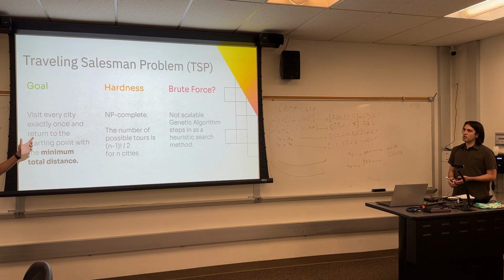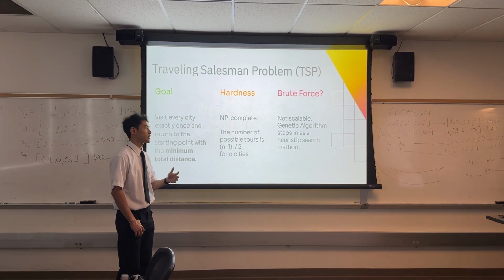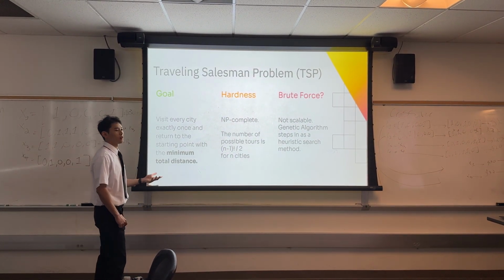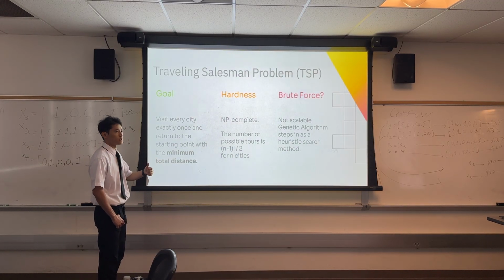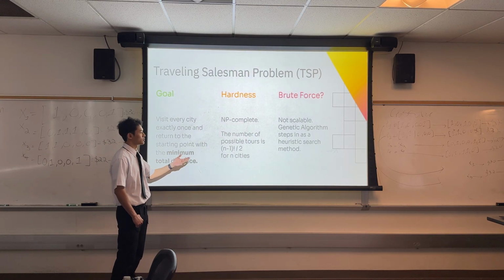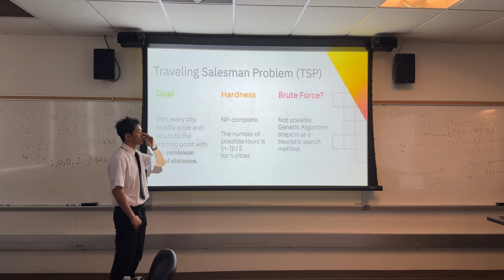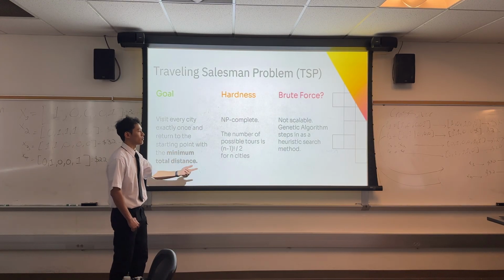For the traveling salesman problem, basically we applied the same type of process as the genetic algorithm. As we know, TSP is just trying to visit every city exactly once and return to the starting point with the minimum total distance. It is hard because the number of possible tours is exponentially high, and if we just brute force it, it is not scalable, right? So the genetic algorithm steps in as a heuristic search method.